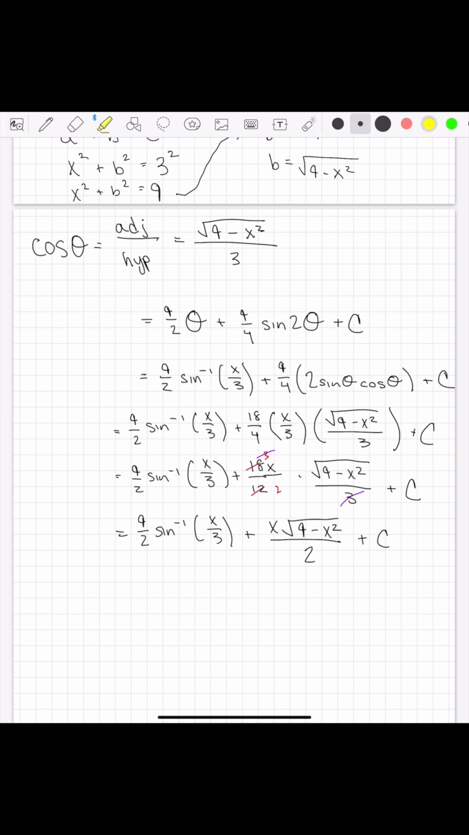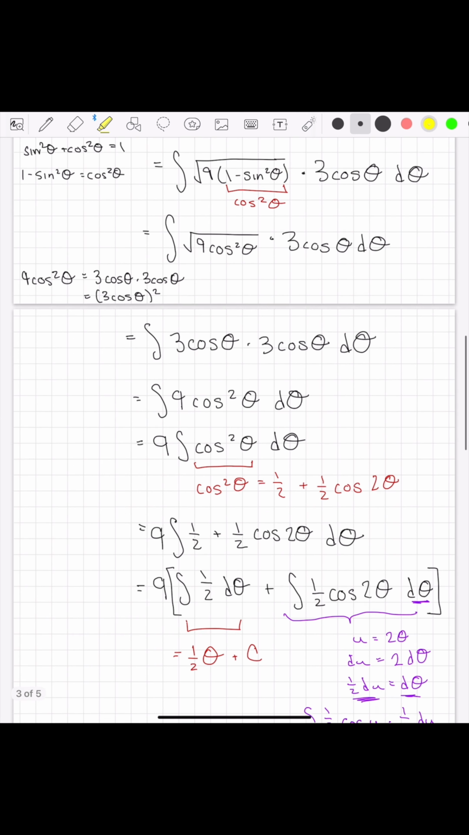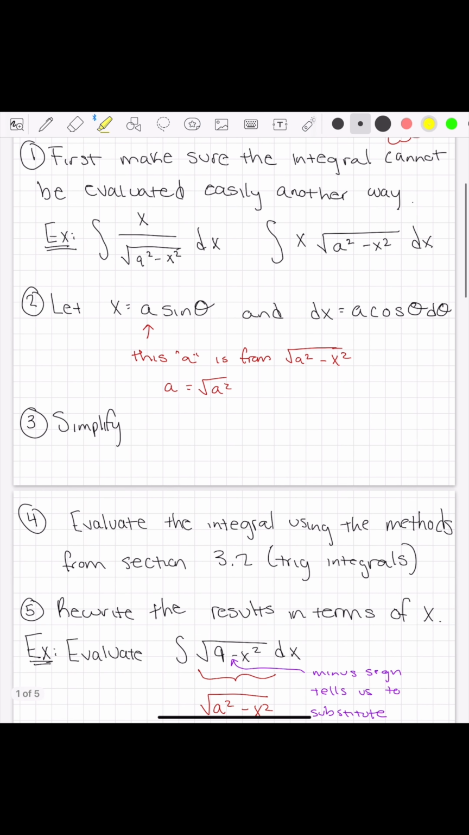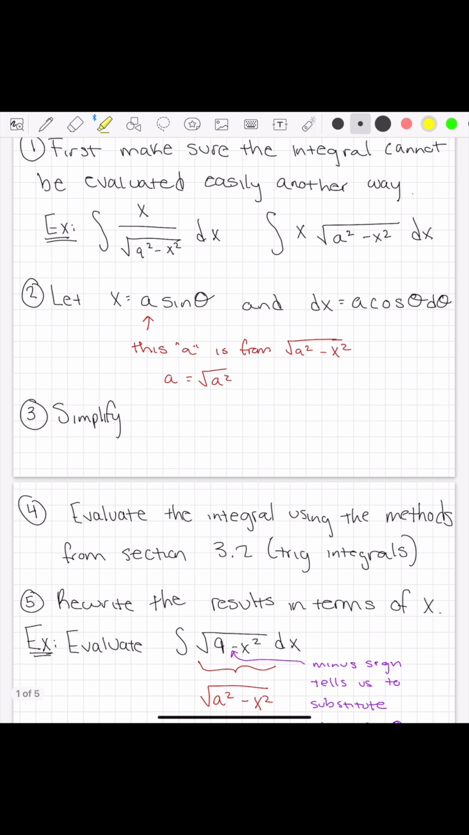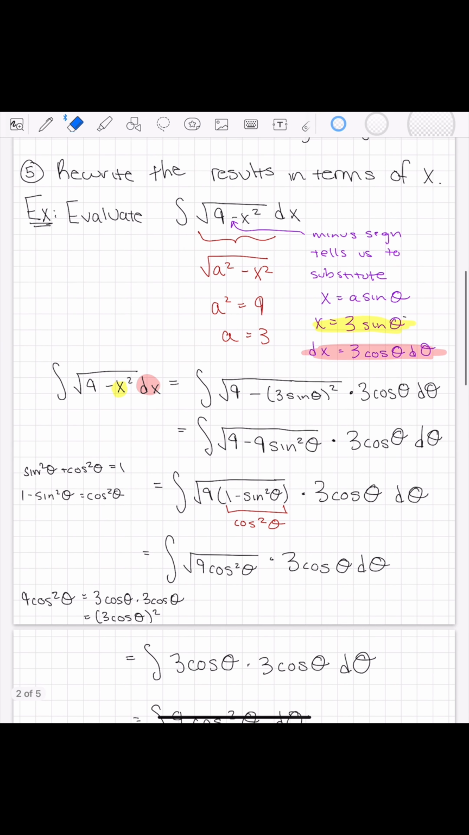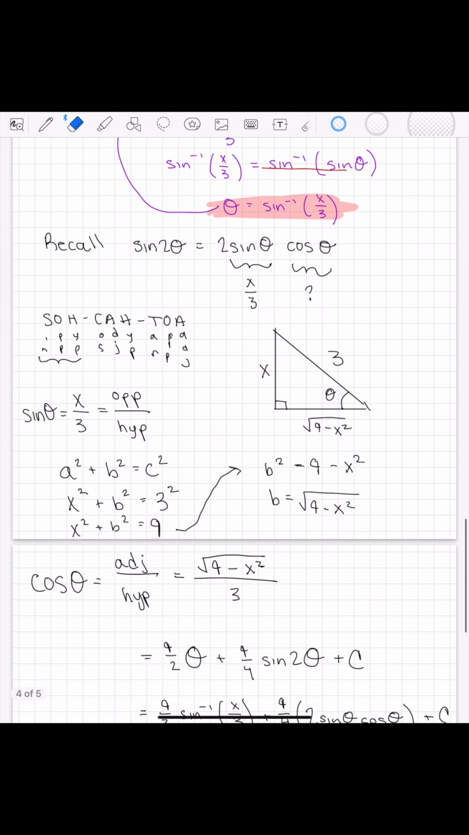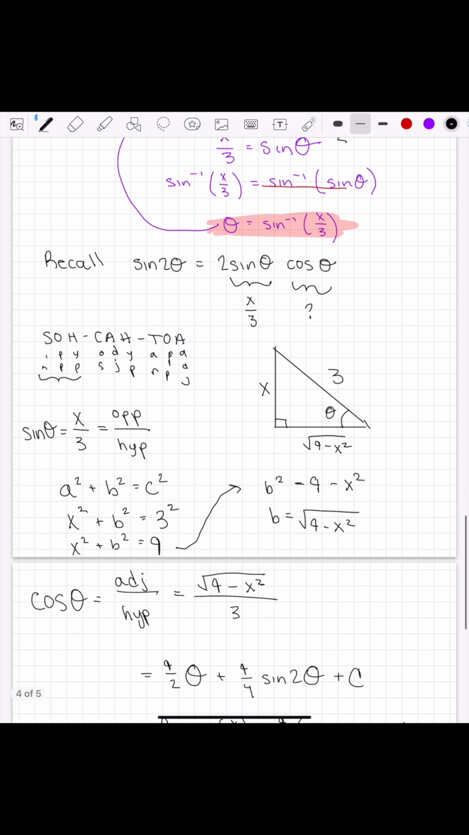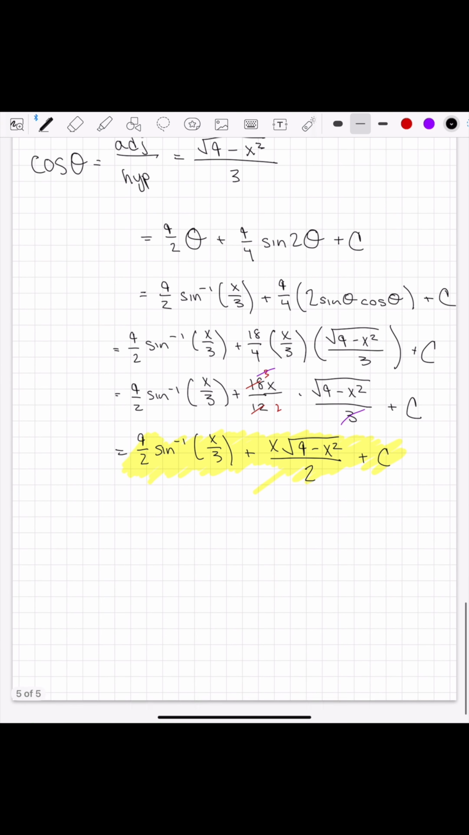Okay, and that is the very first problem. As you can see, these are probably the most involved problems we've done so far this semester. But once you get the hang of it, it's not as bad. You just have to get familiar with this process. Once you determine you need trig integrals, you do your substitution based on if it's a minus sign or a plus sign, you simplify, you use trig identities, you integrate in terms of theta, and then you have to rewrite your results in terms of x. You're always going to do that using whatever you used to substitute, setting up a triangle and using SOHCAHTOA.